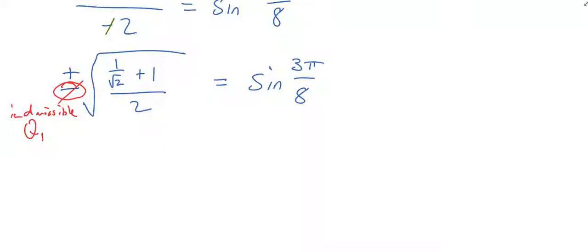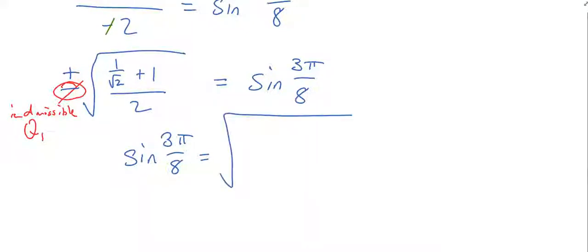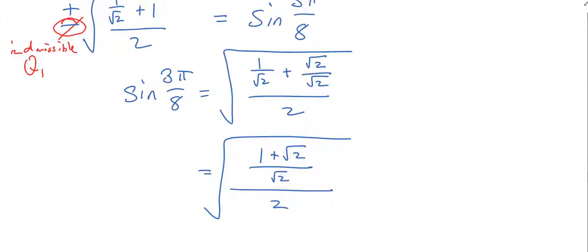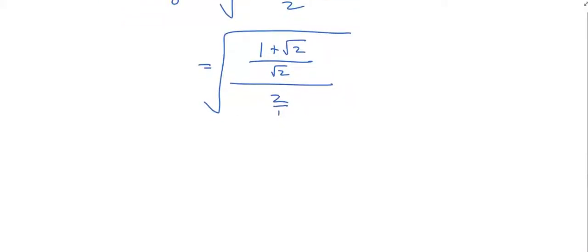Whew. Okay, so I'm going to flip this around and start simplifying. Sine of 3 pi by 8 is equal to the square root of 1 over root 2 plus 1, all over 2. I'm going to change the 1 into root 2 over root 2, which equals 1 plus root 2 over root 2, all over 2. And that's like 2 over 1, so I'm going to flip and multiply.